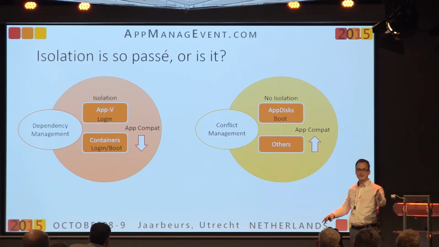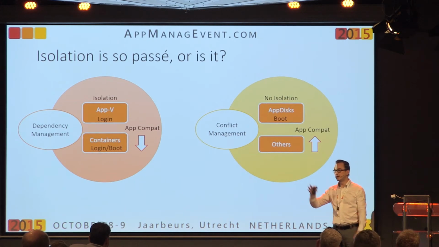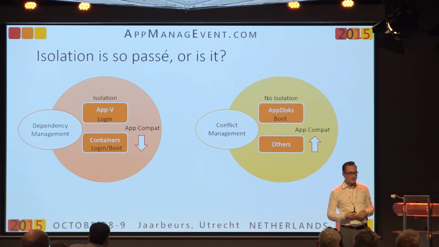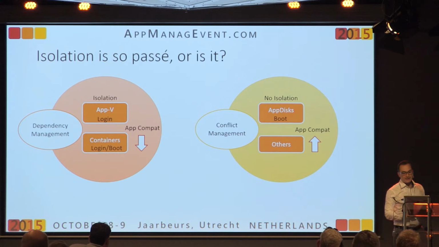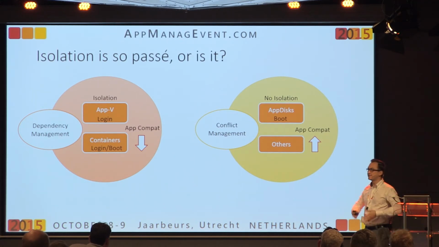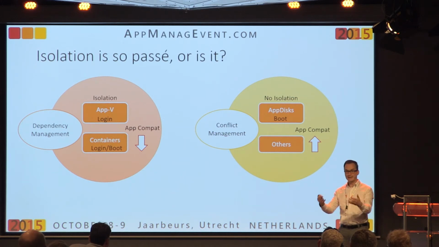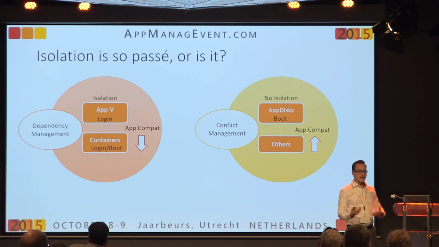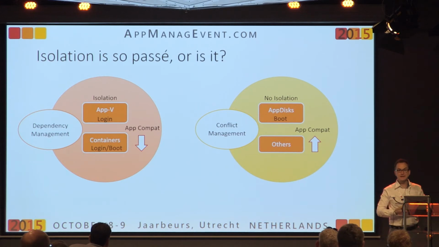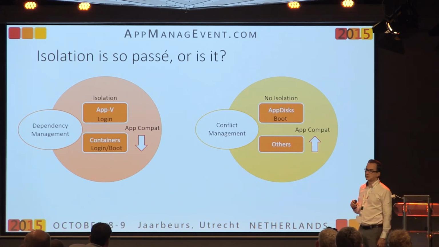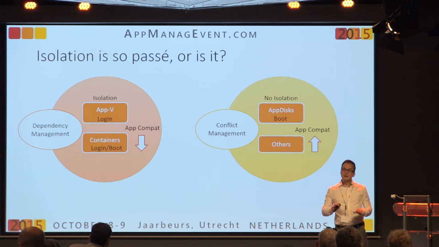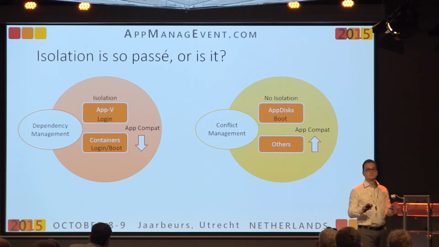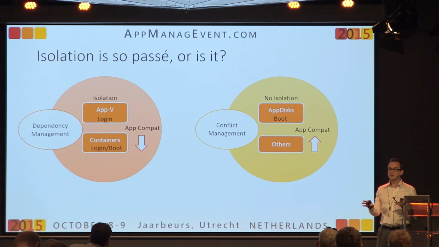So we went from conflict management with Windows Installer to dependency management with AppV. So the move now is back towards no isolation. It's a lot simpler to just understand that you can deploy applications in layers to end users, and the applications will work together. However, you do reintroduce the conflict management problem. That said, modern applications should be okay.